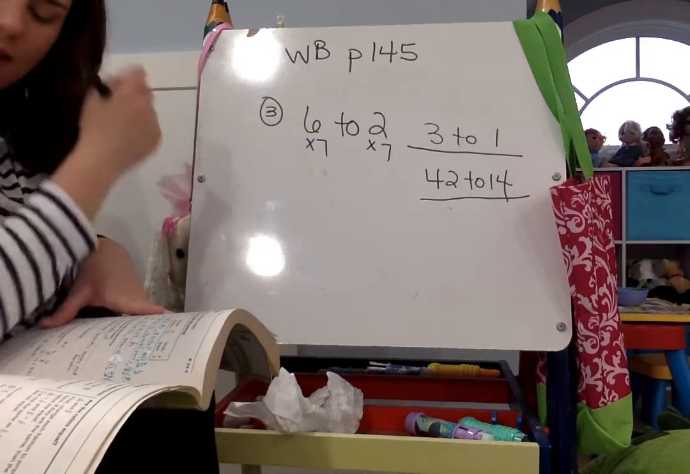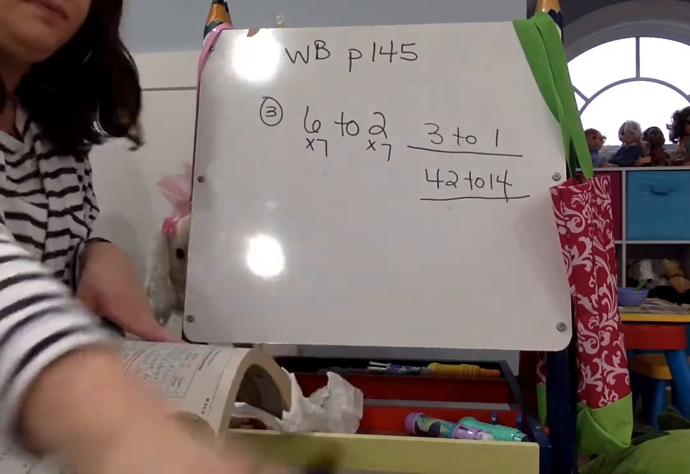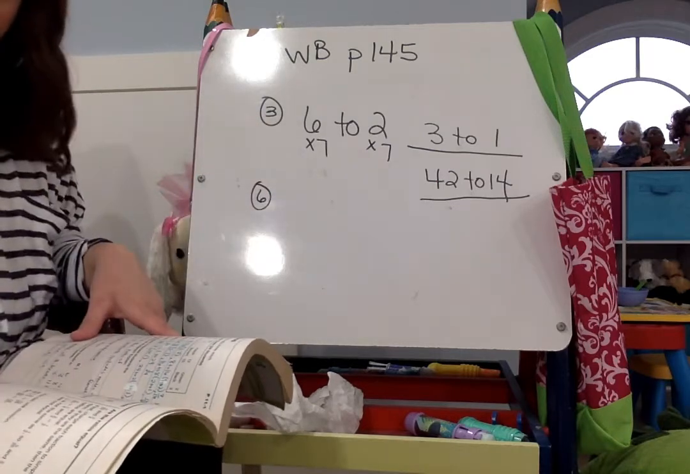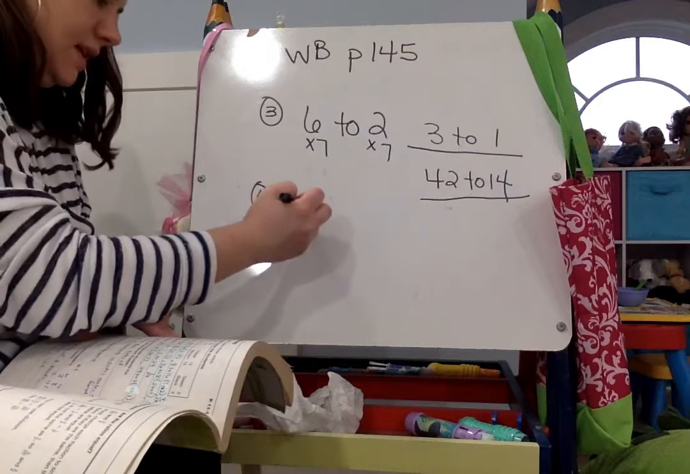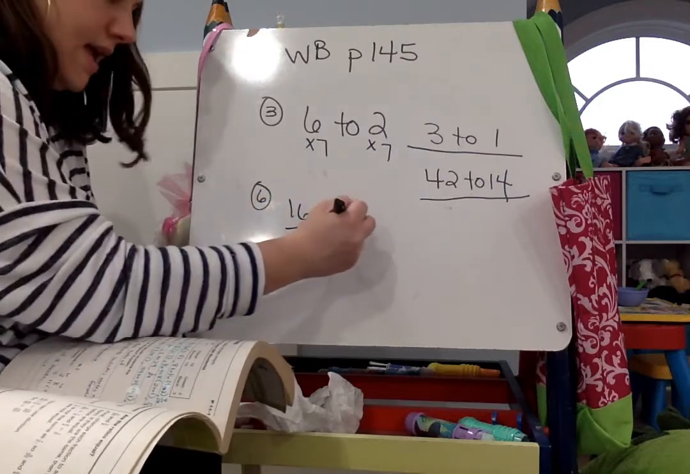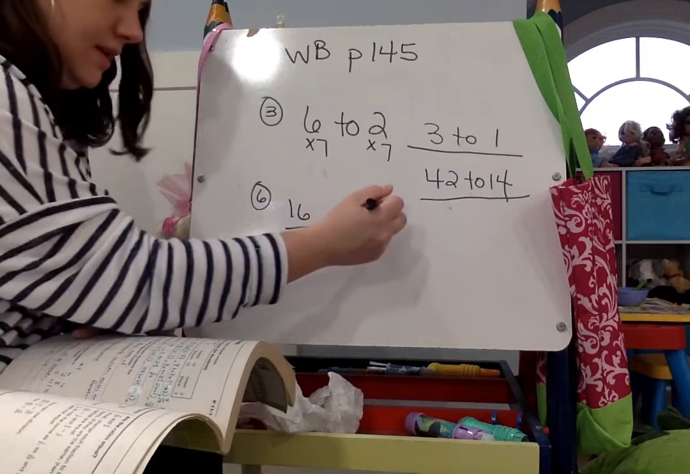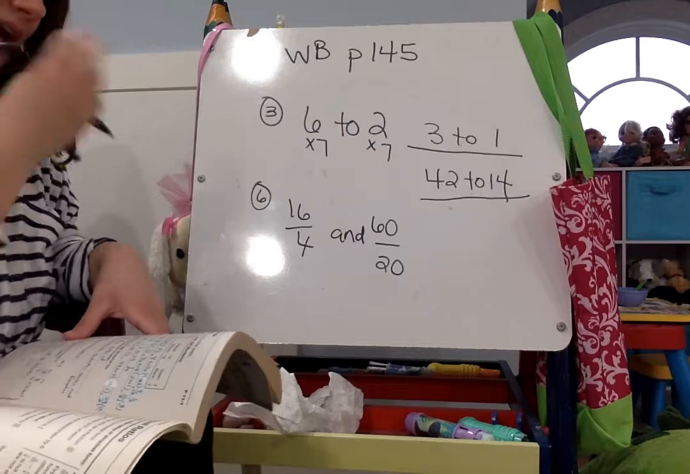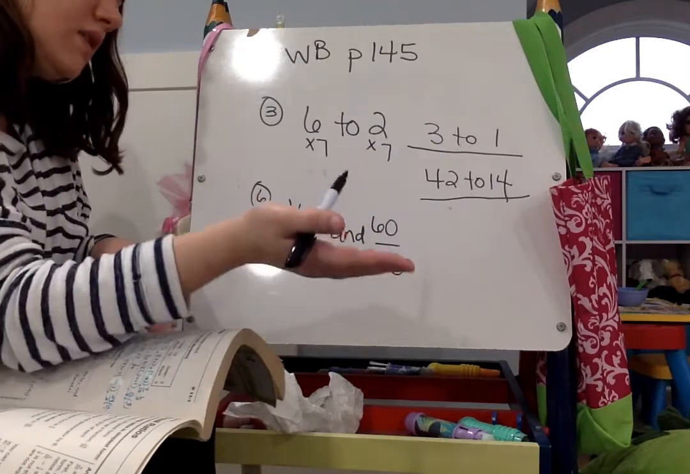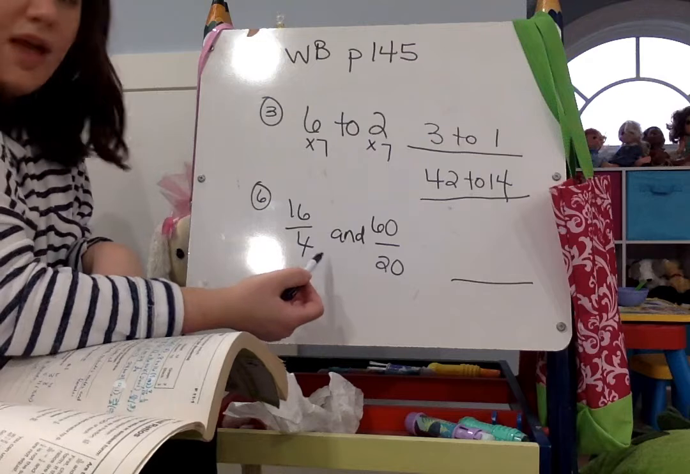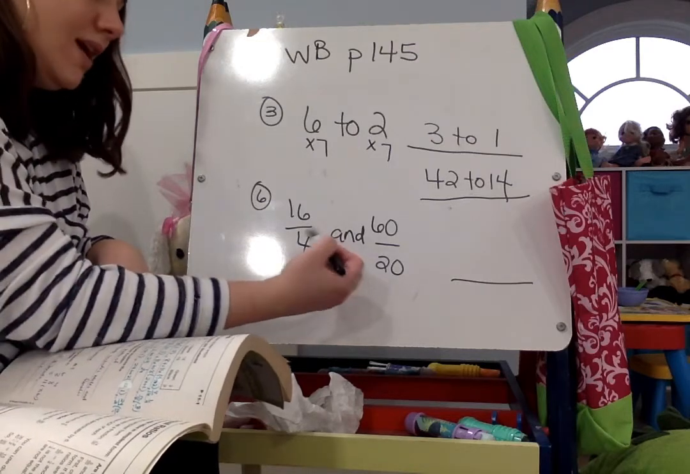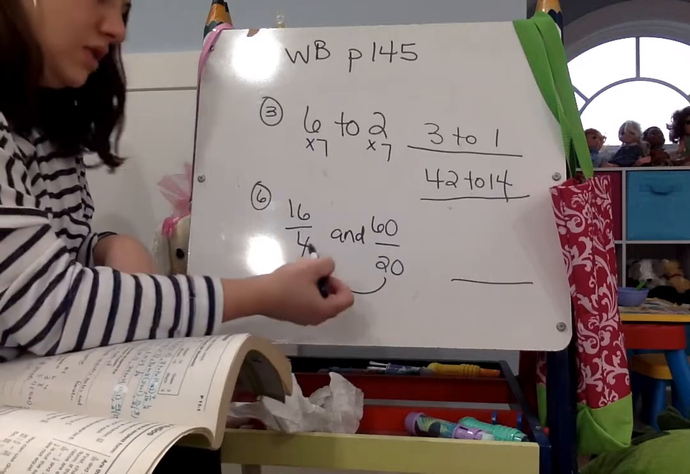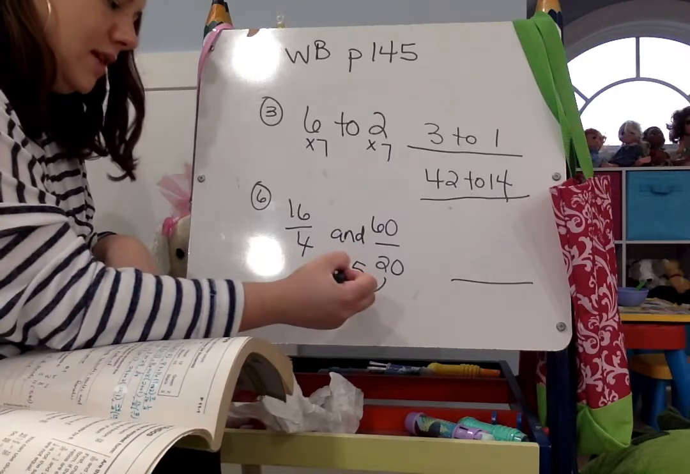I'm also going to do example number 6 with you guys. So let's look at number 6. So here it asks us, we have 16 fourths and 60 twentieths, okay? So they're asking us here, are they equivalent? So you're going to answer with yes or no. But we have to find the relationship between the two numbers first. So I see an obvious relationship here. How do you get from 4 to 20? We can do 4 times 5 to get to 20.